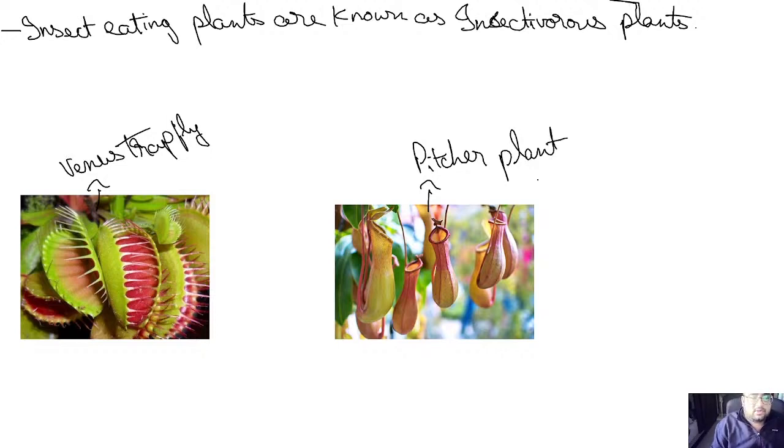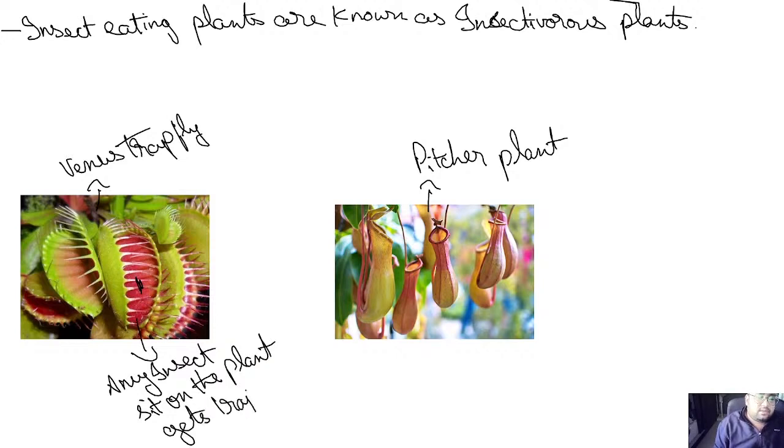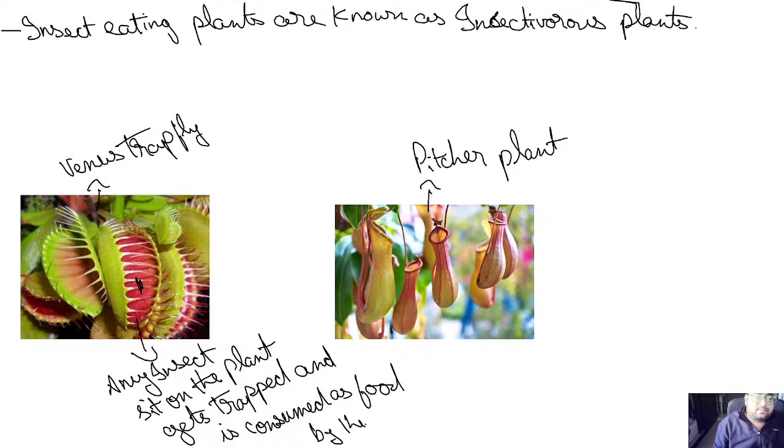They are not like other plants. They don't prepare their own food, they don't do photosynthesis and everything. Now you can see this Venus flytrap. If any insect comes and sits in between, it just closes the trap, and that insect becomes their food. Any insect that sits on the plant gets trapped and is consumed as food by the plant.